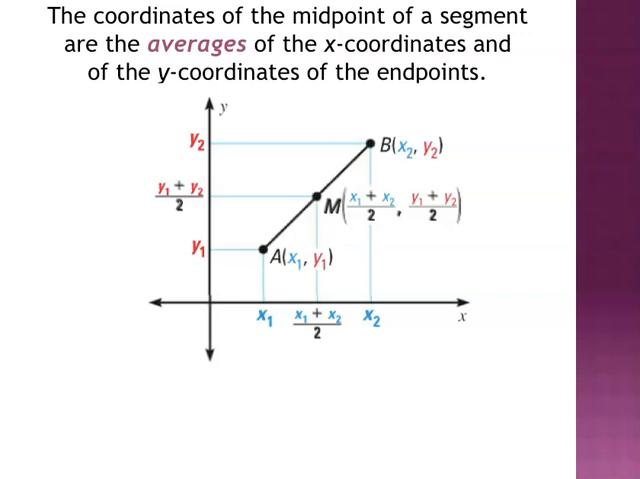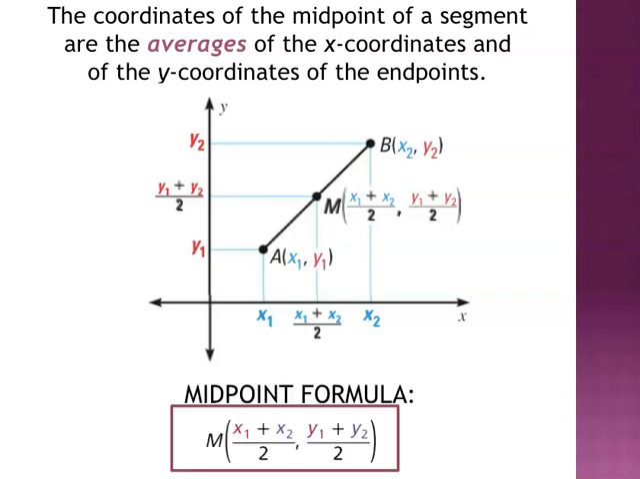So the coordinates of the midpoint of a segment are the averages of the x-coordinates and the y-coordinates of the endpoints. So you can see here we have A and B, and we have the midpoint M. Now A has coordinates (x1, y1), and B has coordinates (x2, y2). To find the x-coordinate of the midpoint, you would find the average of x1 and x2, so (x1 + x2)/2, and that gives you the x-coordinate of the midpoint. To find the y-coordinate of the midpoint, you would find the average of y1 and y2. So that would be (y1 + y2)/2.